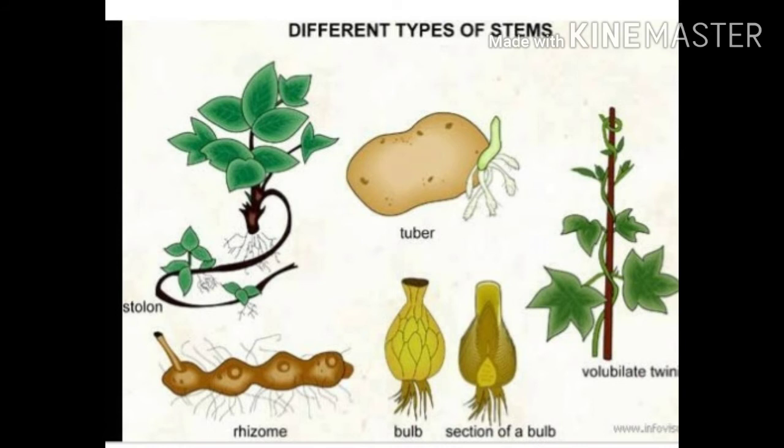The stem bears the branches, leaves, flowers, and fruits. In some plants, extra food is stored in the stem. Example, potato, ginger, and sugarcane.